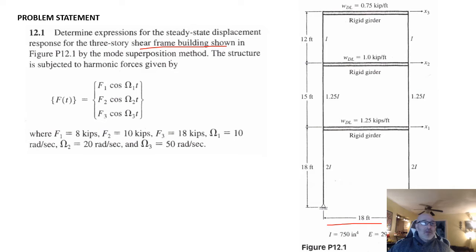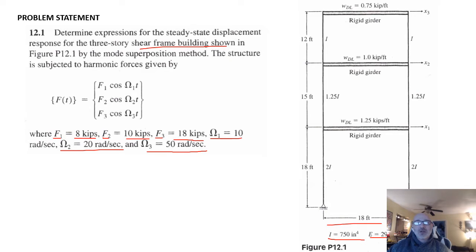They tell us that we have our F1, our F2, and our F3, where F1 is 8 kips, F2 is 10 kips, and F3 is 18 kips. We have our omega 1 at 10 radians per second, omega 2 at 20 radians per second, and omega 3 at 50 radians per second. And our I is given as 750 inches to the fourth, and we have our E as 29,000 KSI. Now, a lot of the other information is given to us in our initial diagram.